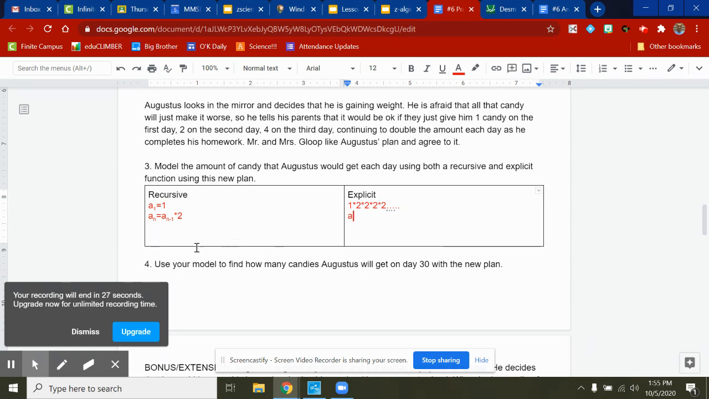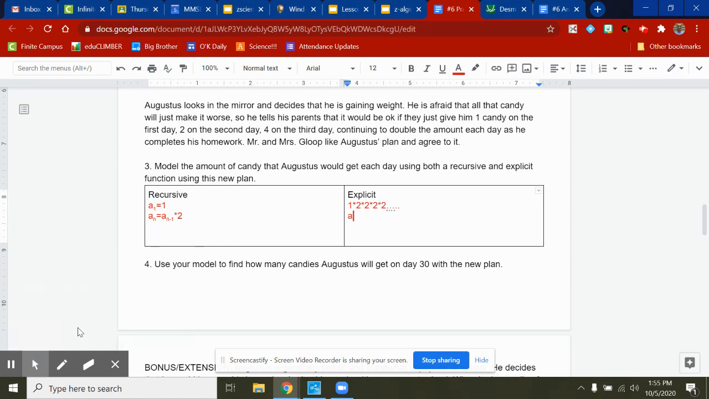I'm going to write this as a sub n equals 1 times 2 to the n minus 1 power, because that repeated multiplication becomes an exponent. If you want to use the 0 term, some people like using 1/2 times 2 to the regular n power. Then I can plug 30 into my explicit formula here to figure out how many he has on day 30.